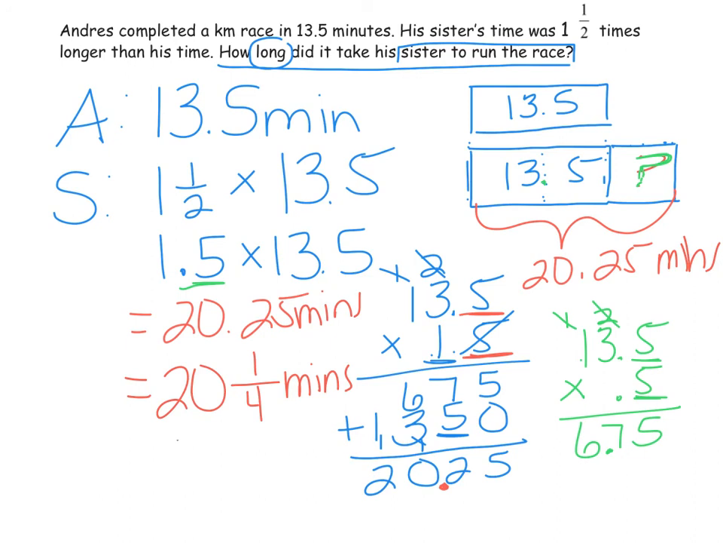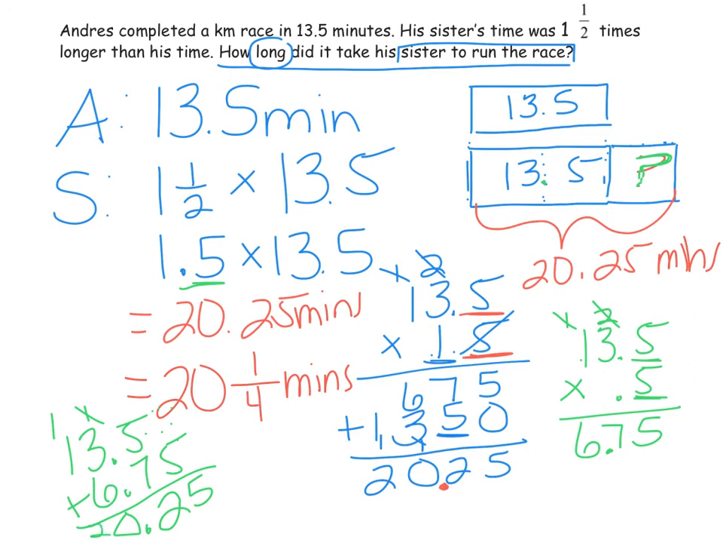And then I would add 6 and 75 hundredths plus 13. So 13 and 5/10 plus 6 and 75 hundredths. Notice I'm lining up those decimals. There's this invisible 0. So 0 plus 5 is 5. 5 plus 7 is 12. Carry the 10. 1 plus 3 is 4. Plus 6 is 10. Carry the 1. Bring down that decimal. 1 plus 1 is 2. So 20 and 25 hundredths.